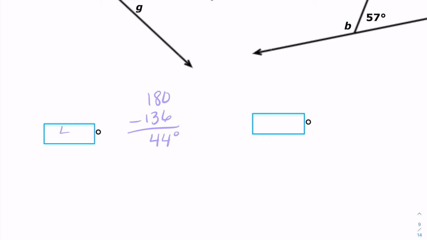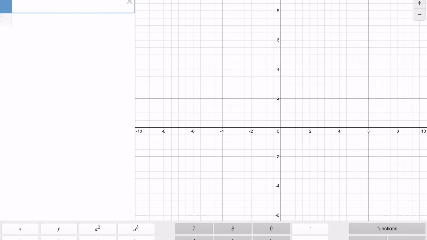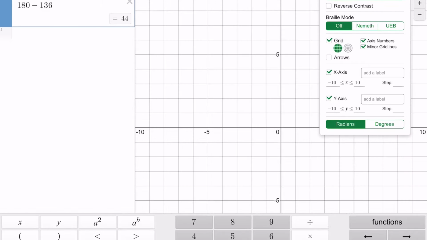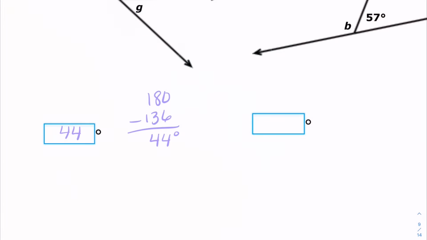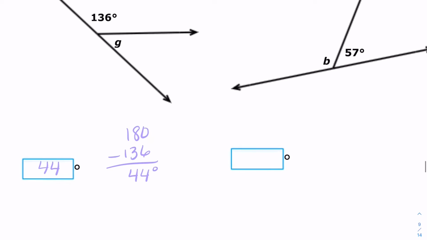And feel free, you can use a calculator on these if you want. There's different calculators. There's Google, there's your phone. Desmos has one. So you can type in 180 minus 136, and we get 44. So there's a web-based Desmos, D-E-S-M-O-S. That's one of them. It's also on our website. There's a link for Desmos. But there's how we get 44.